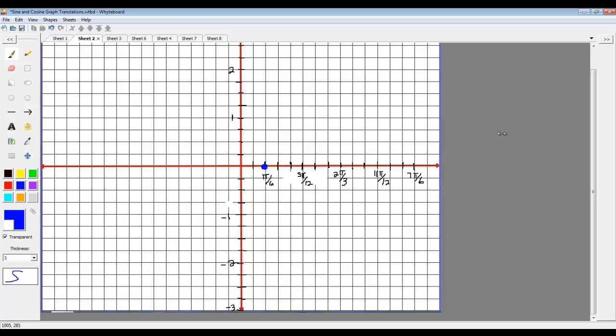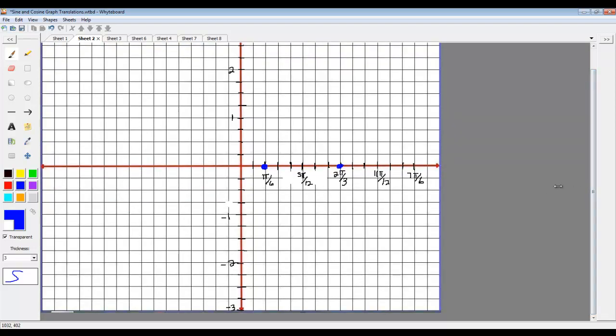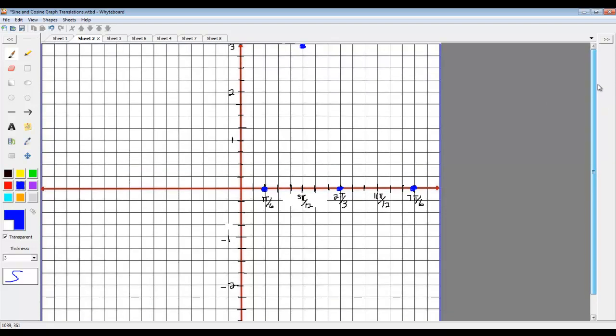Okay, so pi over 6 we had 0. 5 pi over 12 we had 3. 2 pi over 3 we had 0. 11 pi over 12 we had negative 3. And 7 pi over 6 we had 0. Okay, let me just go ahead and connect with the smooth curve. If you want to do more points in between, you can. But these are enough to get a good sketch, so you can see basically what's going on with the graph.